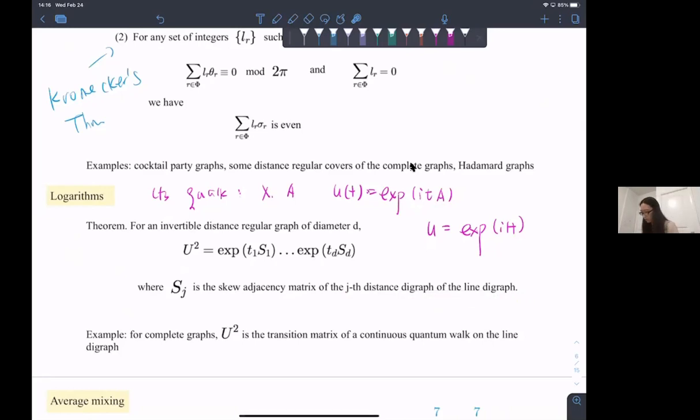For example, if the graph is a complete graph, then a discrete time quantum walk on the graph is equivalent to a continuous quantum walk on the Lie digraph.